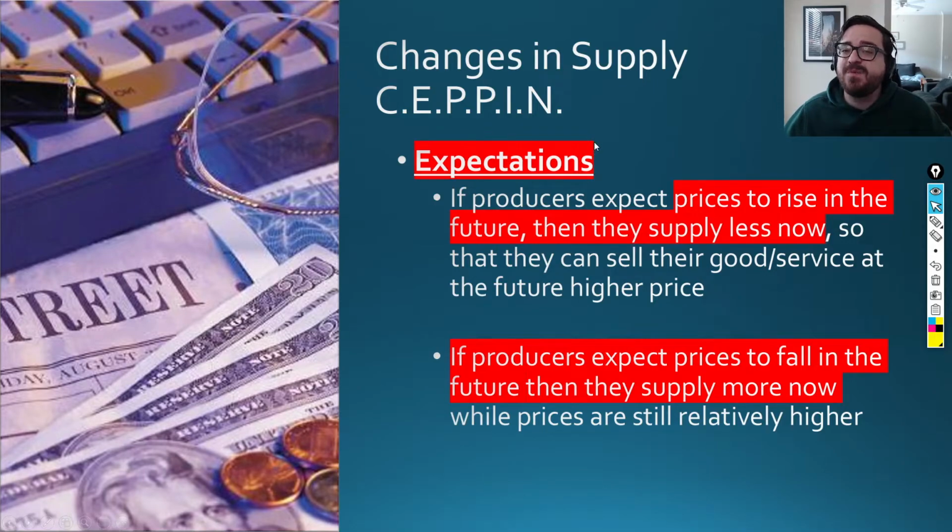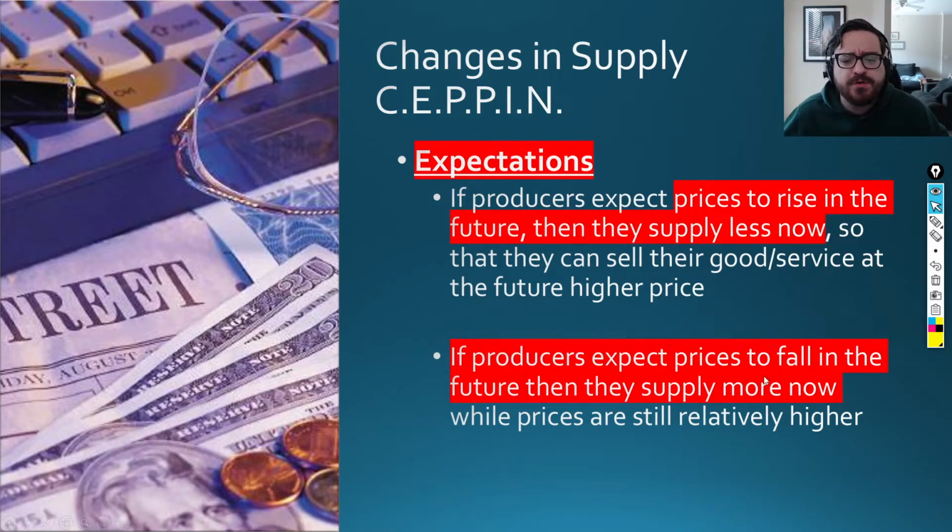Remember, businesses want to make as much money as possible. If they think prices are going to go up in the future, when do they want to sell their good? In the future. So they want to sell it less now. They'd want to scale back right now so that they can then sell all that stuff in the future. So when prices are going to rise in the future, they supply less now so they can sell it at a higher price in the future.